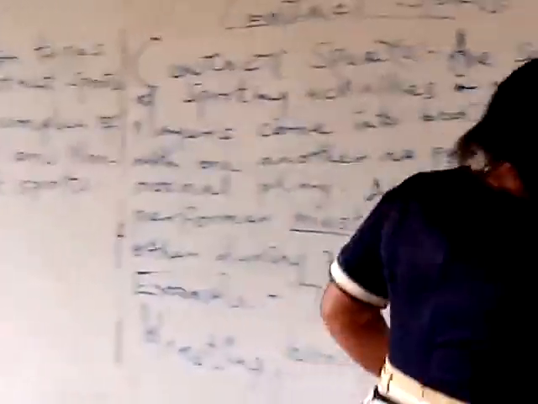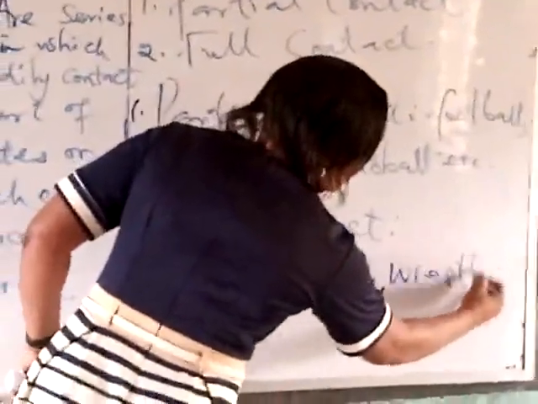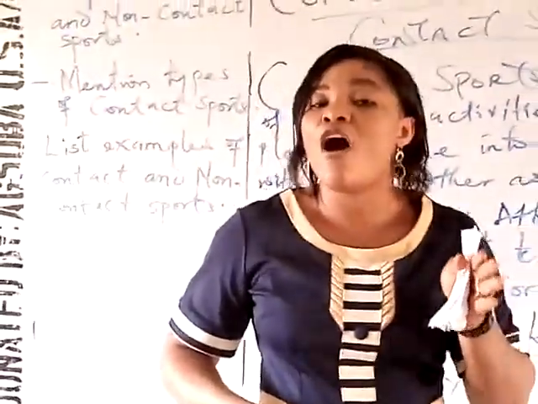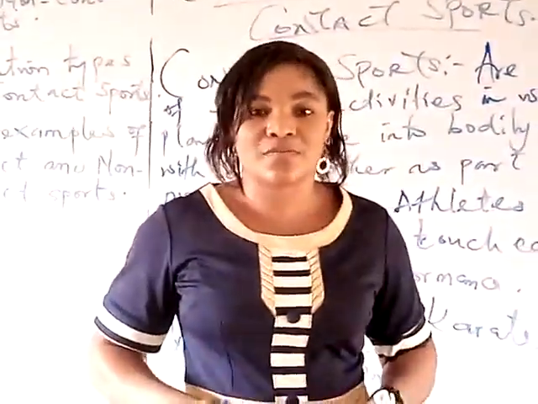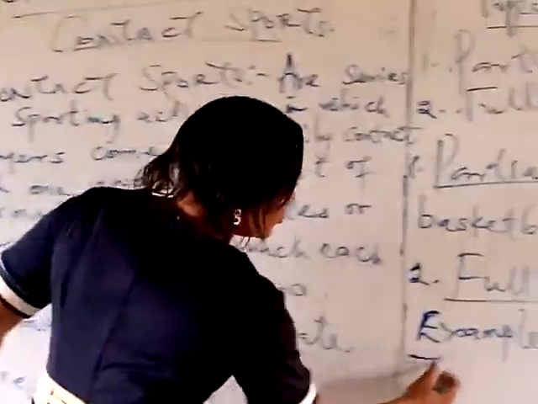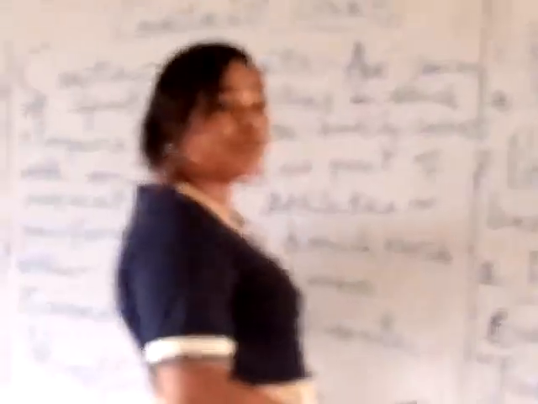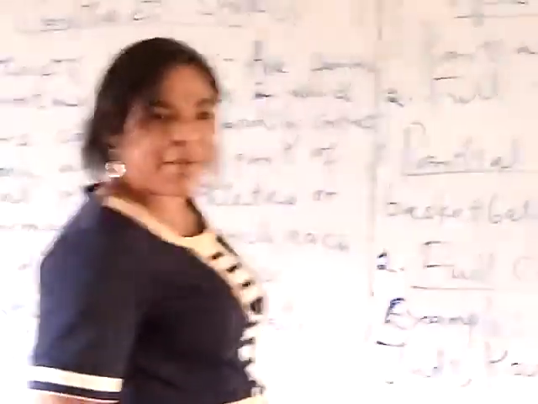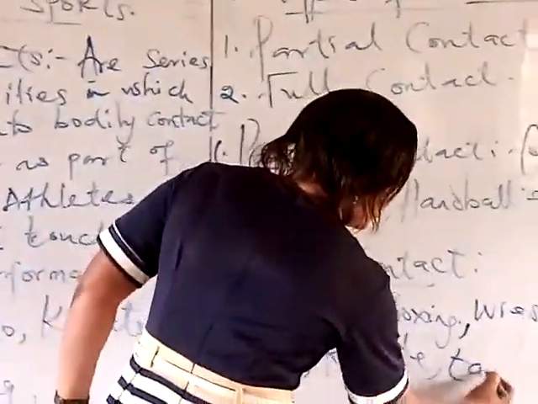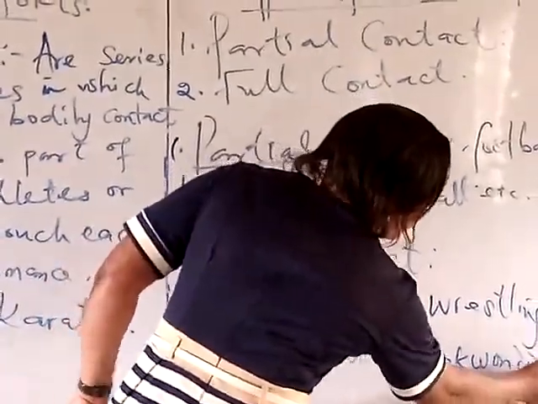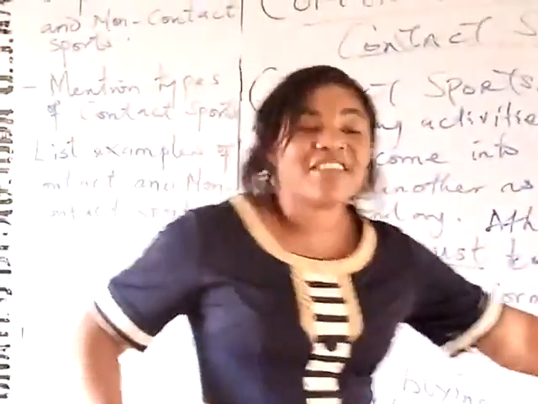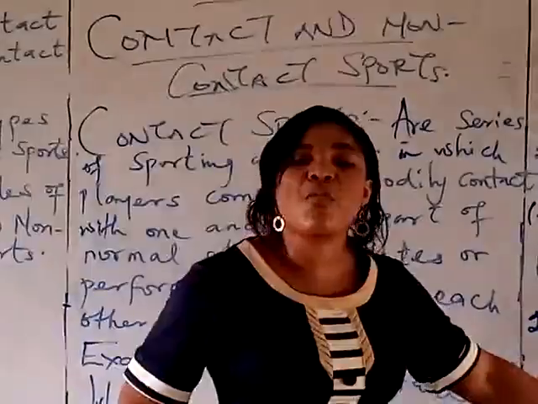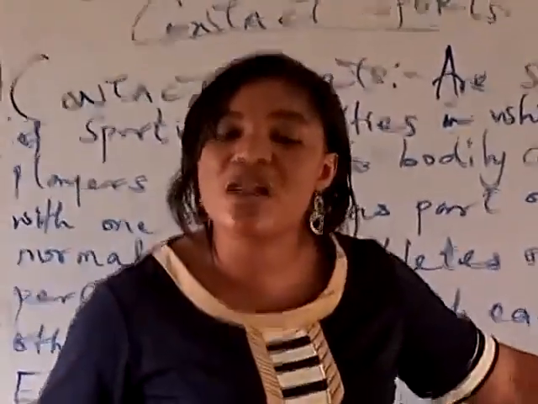Another very good example of this is wrestling. Wrestling too is another example of full contact sports. Also, judo. We also have karate. What about taekwondo? Let me stop there. All these examples, all those sporting activities, are the ones we refer to as full contact sport.